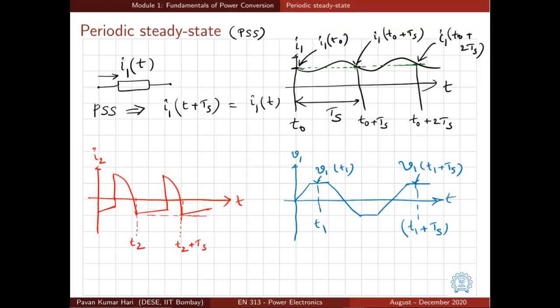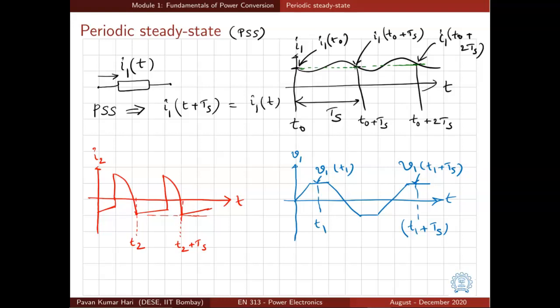Here are a few more examples of the waveforms in power electronic circuits under periodic steady state. V1 is a trapezoidal waveform. Again, it has a period of Ts. Similarly, I2 is a current waveform. Even though I2 is not a well-known shape, it is definitely in periodic steady state. I2 of t is equal to I2 of t plus Ts.